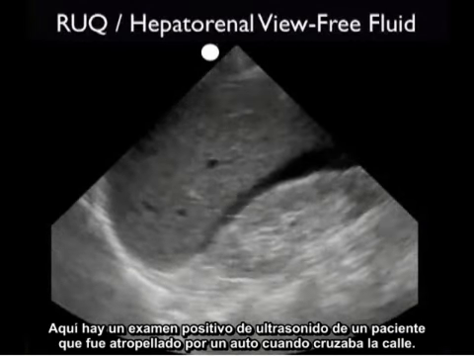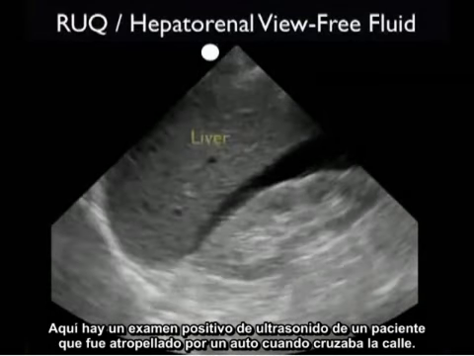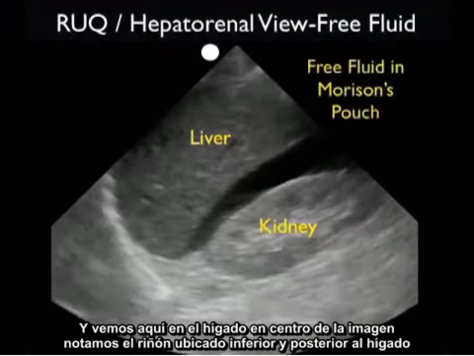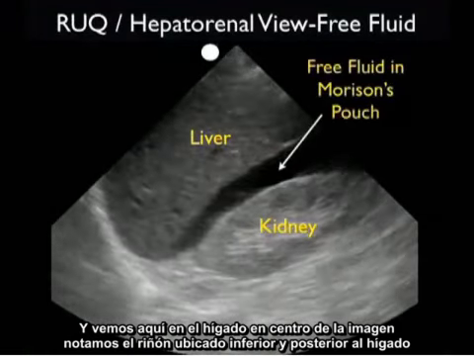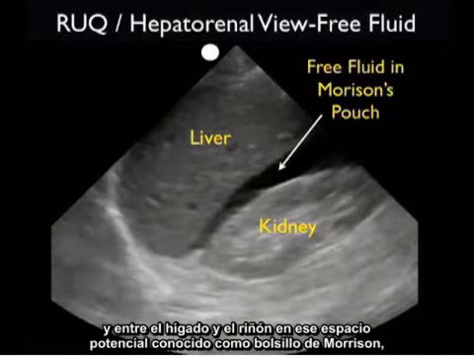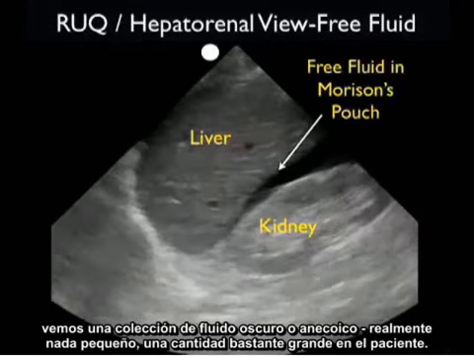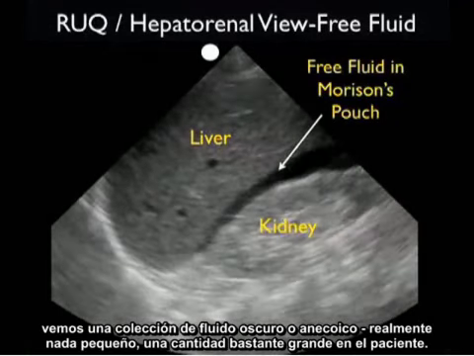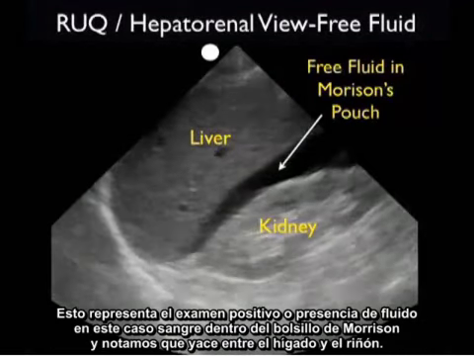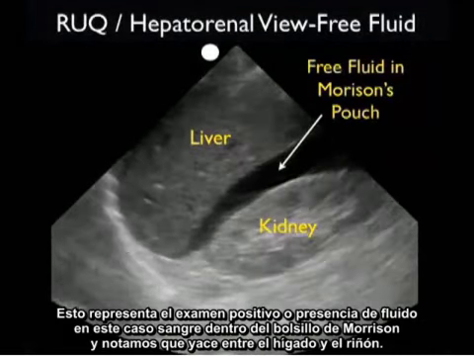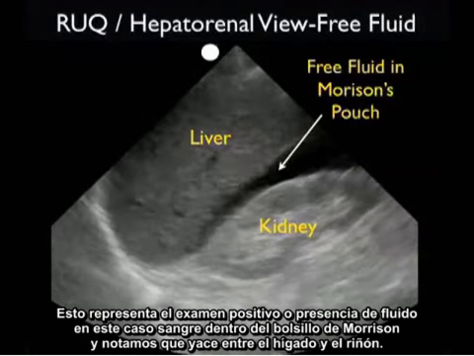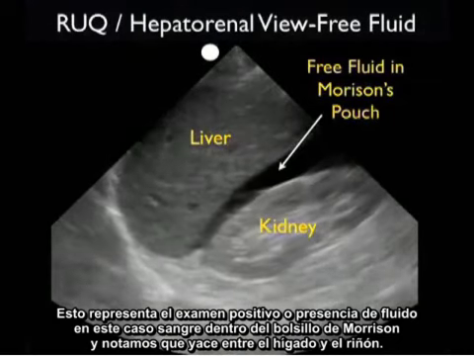Here's a positive ultrasound examination from a patient who was hit by a car while crossing the street, and we see here the liver smack in the middle of the image. Notice the kidney located inferior and posterior to the liver, and in between the liver and the kidney, in that potential space known as Morrison's pouch, we see a dark or anechoic fluid collection. Not insignificant, actually a pretty large stripe in this patient. This represents the positive examination, or the presence of fresh fluid, in this case blood, within Morrison's pouch. And notice that it layers out in between that liver and kidney.